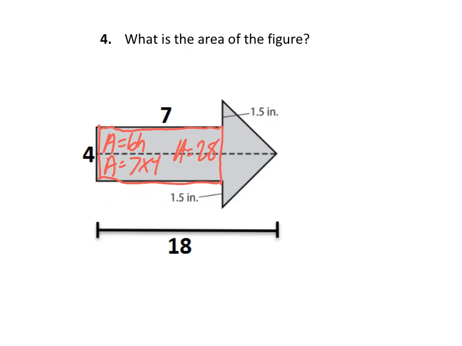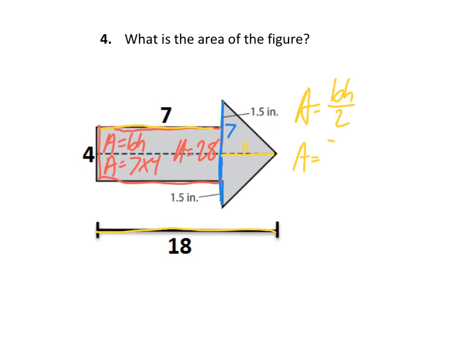Now for the triangle, 1.5 there, 4 there, and 1.5 there. So I have a total length here of 7 units. My height, I have to go through and figure that out, looking for this height right here. I know the entire figure is 18 units long, and I know that this portion here is 7 units long. So I'm going to do 18 minus 7, and I know that my height on this triangle is going to be 11. So the formula for the triangle is base times height divided by 2.